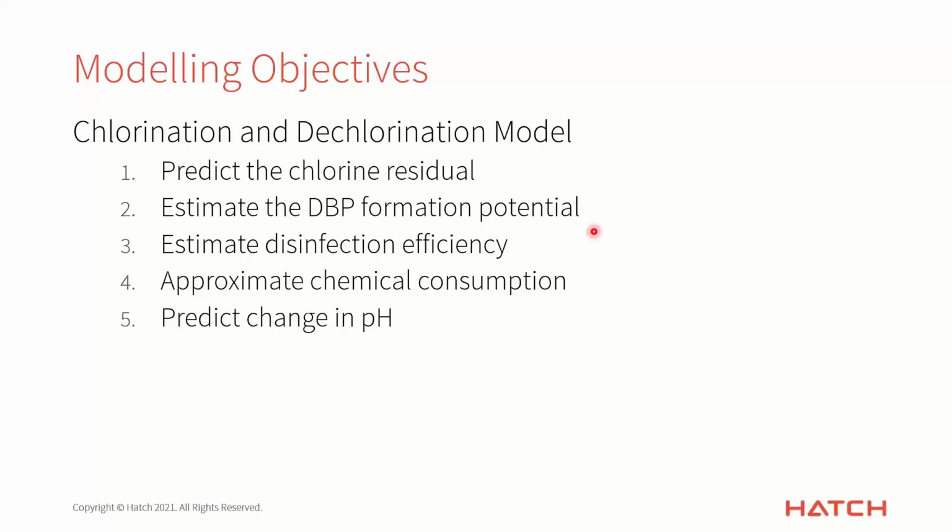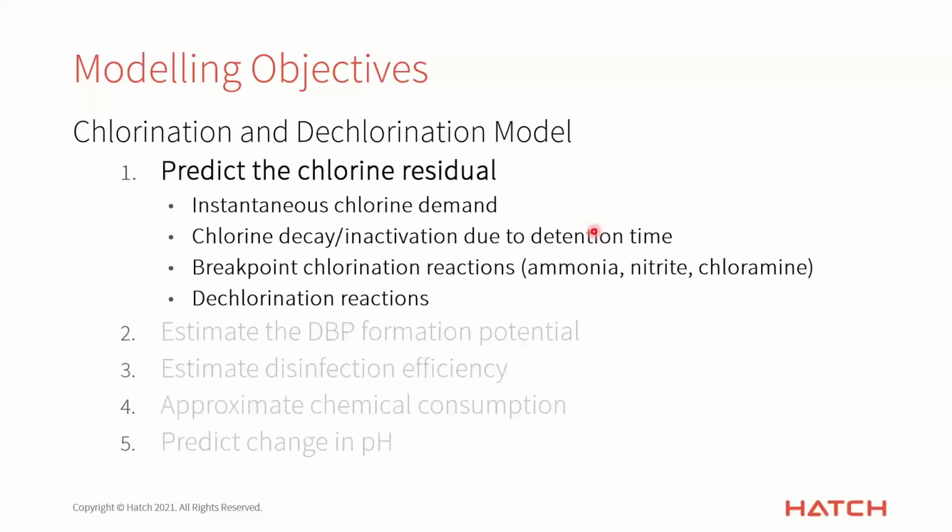So now I'm just going to spend a bit of time explaining how the model works and how the model can be used to do all the things that we have here on the slide. The first one of these is predicting the chlorine residual. There are 4 different sets of processes in the model for this.